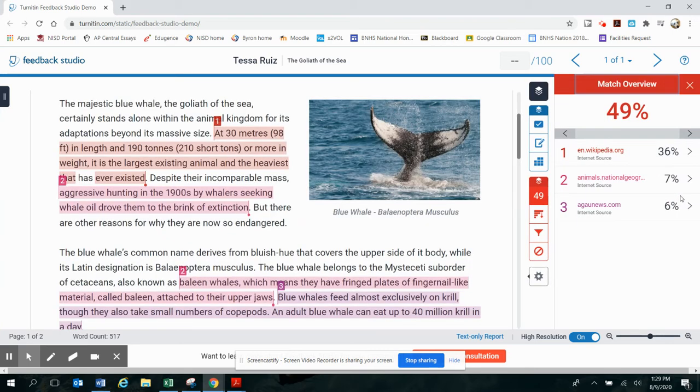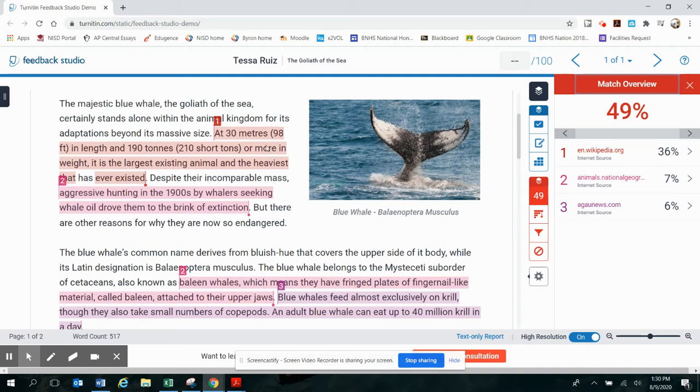I'm going to click on this, and this is what you can do too. And it is going to highlight all of the material that comes from an external source. So the first thing I do is I look at what's highlighted, and this is going to tell me what that source was. This is from source 1, which is Wikipedia. This pink one is source 2, which is from National Geographic. And then this purple is from source 3, which is AGAU News.